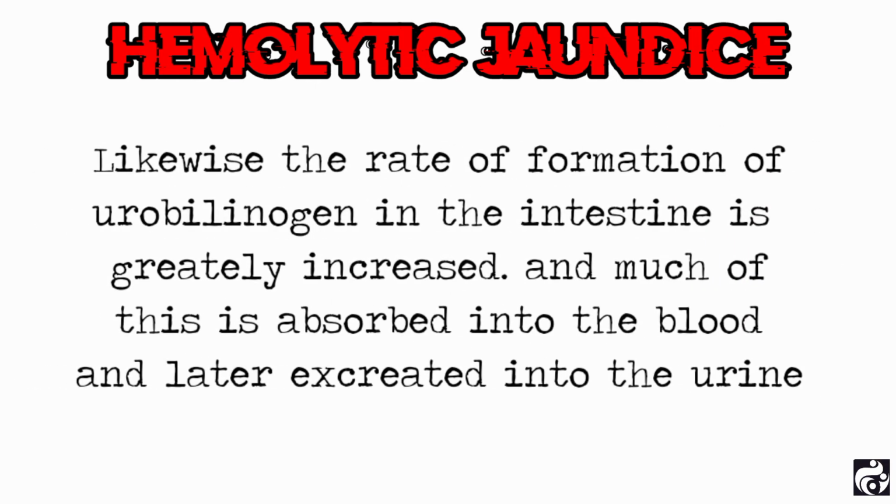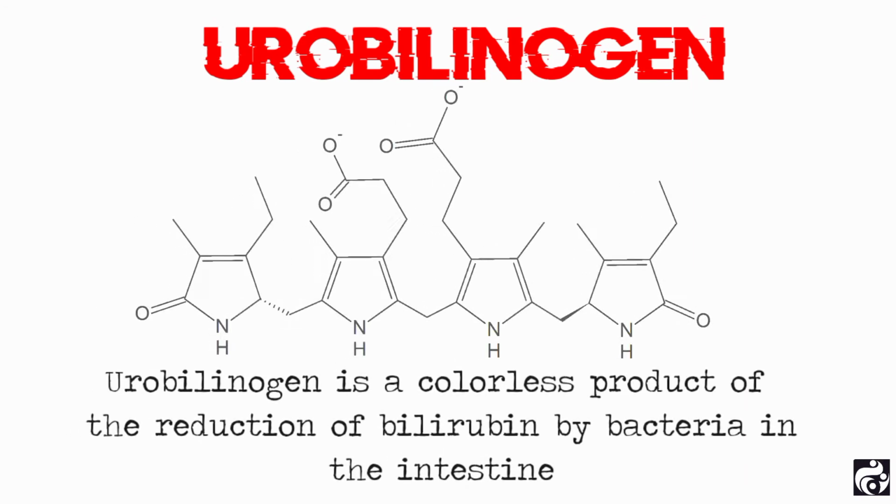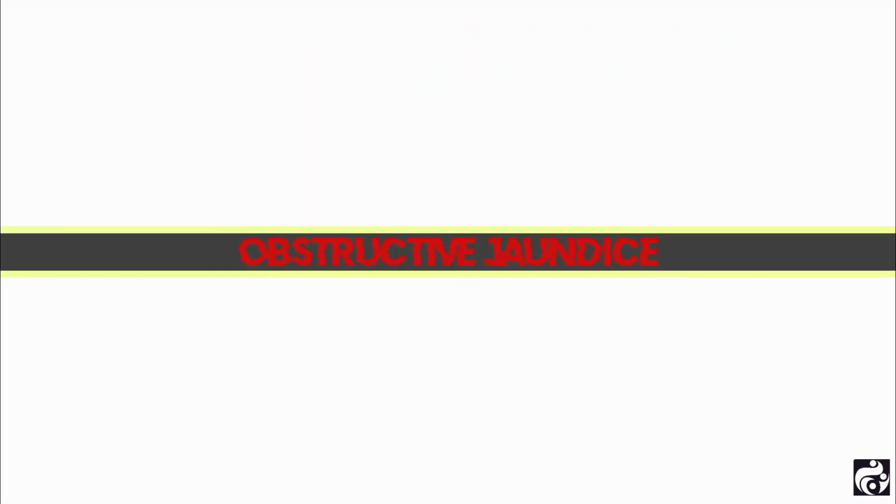Likewise, the rate of formation of urobilinogen in the intestine is greatly increased, and much of this is absorbed into the blood and later excreted in the urine, where urobilinogen is a colorless product of reduction of bilirubin by bacteria in the intestine. Now, let's take a look at obstructive jaundice.